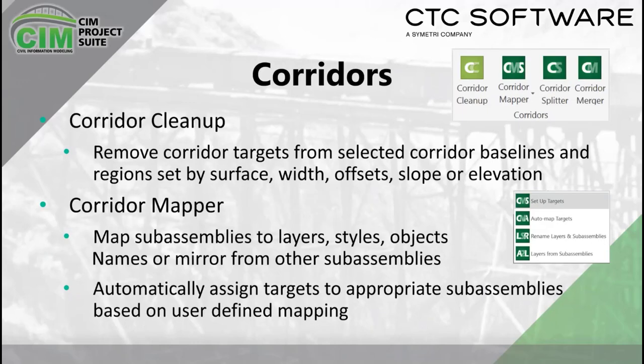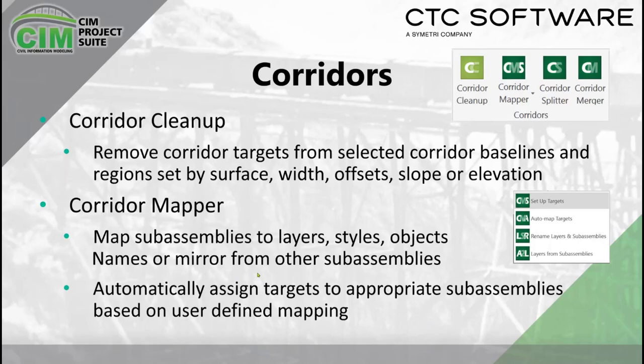So corridors, we have a number of corridor tools here as well. We have our corridor cleanup. And what this does is it helps to clean up, again, it's a free tool. It helps to remove corridor targets from selected corridor baselines and regions. And we can do this selection by surface, width, offsets, slope, or elevation. And then our corridor mapper, we map subassemblies to layers, styles, objects, names, or we can mirror from other assemblies.